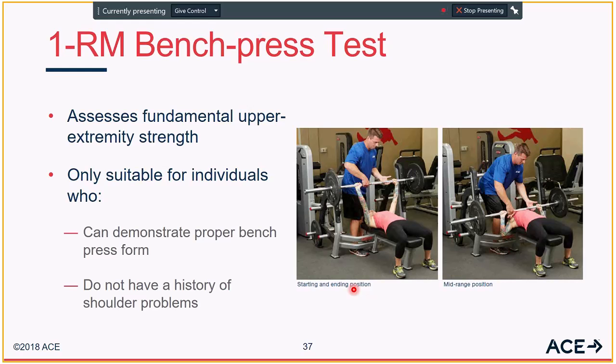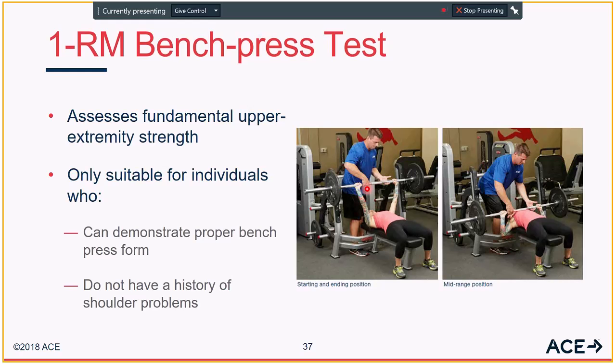So for any 1 rep max type of test, you want to warm up first. You should never go in cold and do as much weight as you can. You might injure yourself. So you would want to do some sort of dynamic warm up and then have them do the movement with significantly less weight and do maybe 12 to 15 reps with that less weight. So you can coach them on their form, make sure their form is good before you start. And then do the heavy stuff. So then you pile on the weight, and then you always want to spot them.